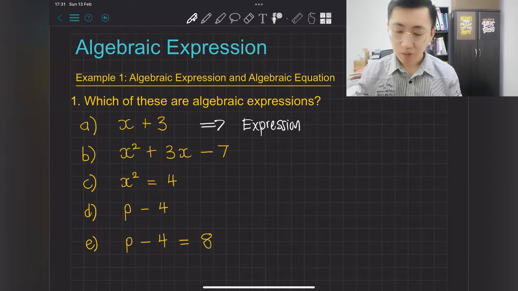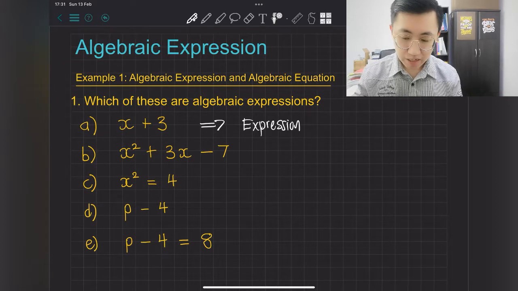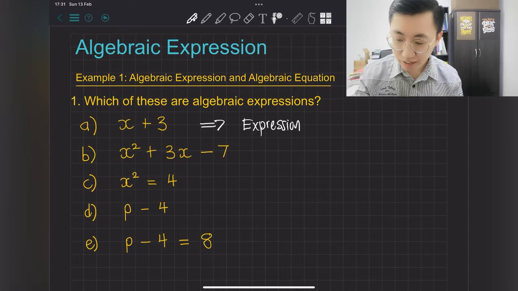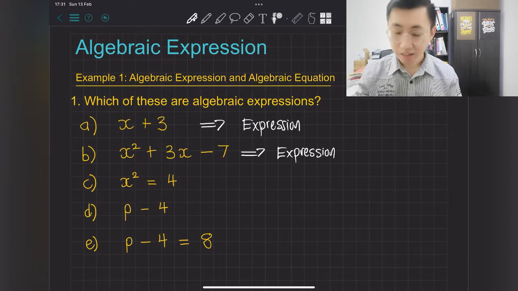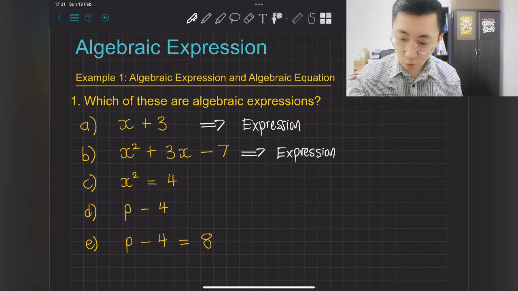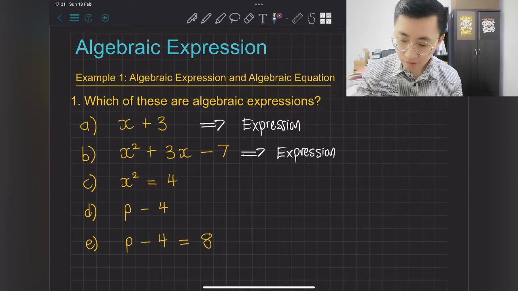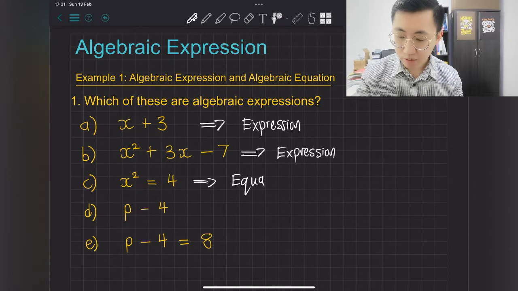Alright, let's look at B. So x squared plus 3x minus 7, I don't see any equal sign, then that is expression again. Now let's look at C. X squared equals 4. So the moment you see the equal sign like this, then this is called algebraic equation. So this is actually equation, not expression. So let me write equation.